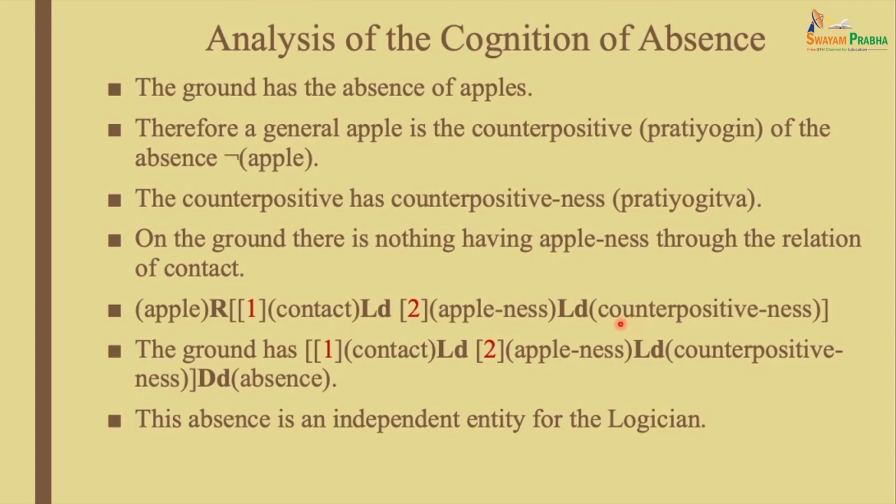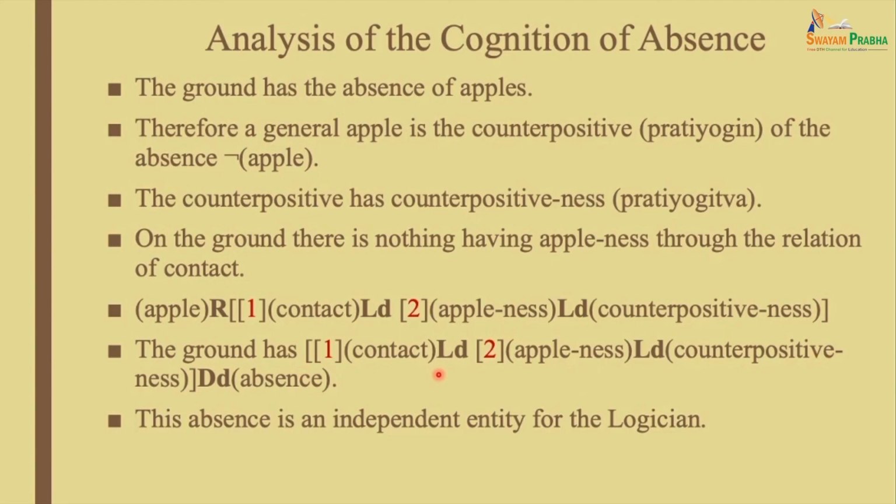Basically, this is a rough way of speaking about that. But then basically you are saying there is something which has a counterpositiveness, meaning the absentiness with respect to the absence we talked about, and that absentiness is limited by appleness and contact. Now you are saying the ground has the absence which is determined, so the pratiyogita, the counterpositiveness, determines an absence, like the qualifierness used to determine qualificantness. Same thing. So the ground has an absence that is determined by a counterpositiveness, which in turn is limited by both appleness and contact. So here you describe the absence, and what kind of an absence? It is an absence having a specific counterpositiveness. What kind of a counterpositiveness? That which is limited by appleness and contact.